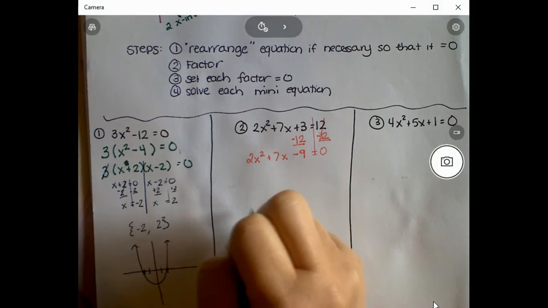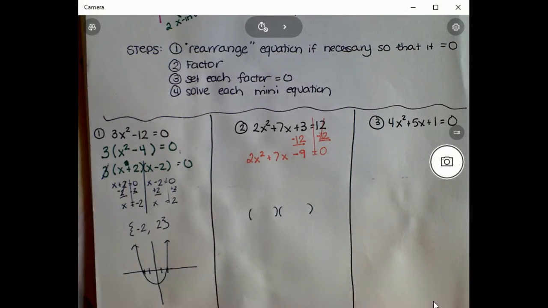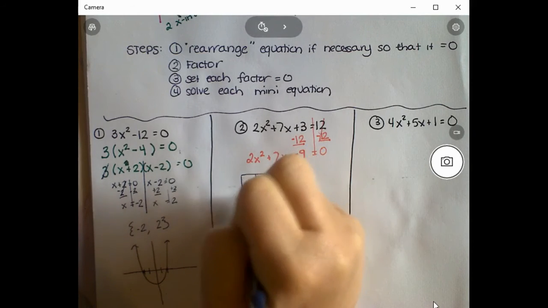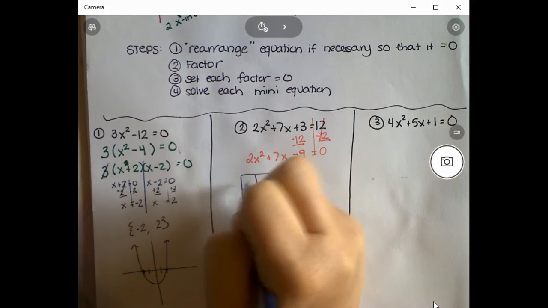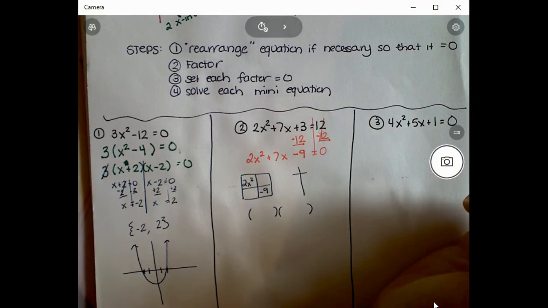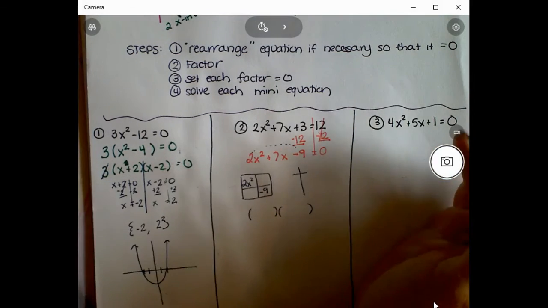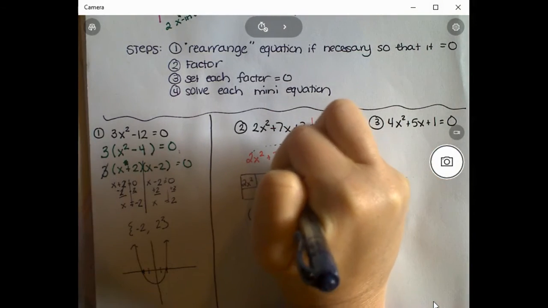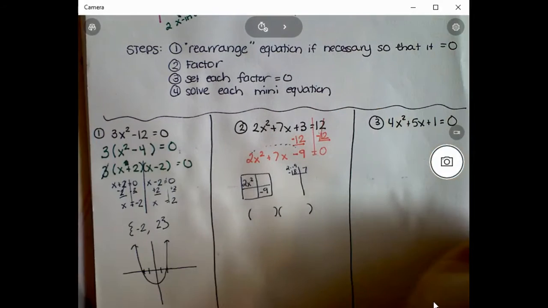So we're going to set up our answer. Oops. We are going to set up our box and our t-chart. Okay, in the box, we're going to put 2x squared and -9. In the t-chart, we're going to multiply. 2 times -9 is -18. And they need to add up to the middle, 7.